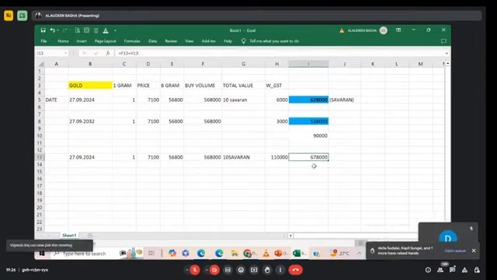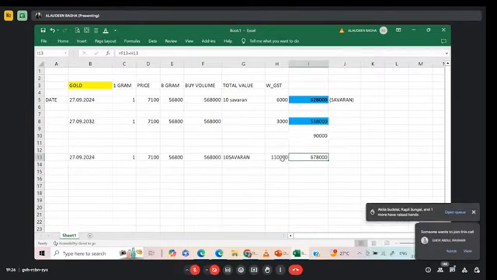The second point is there is no tax on this 1,10,000. Once you are selling, there is no tax for this 1,10,000. This is the second point.